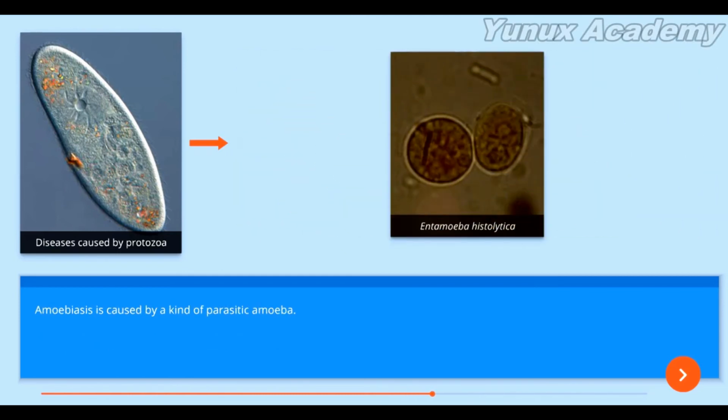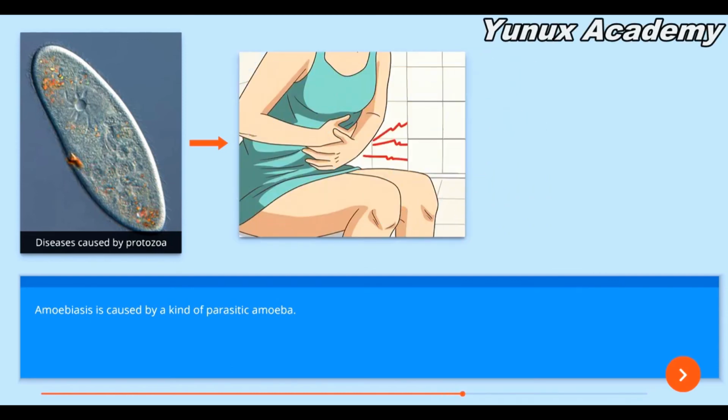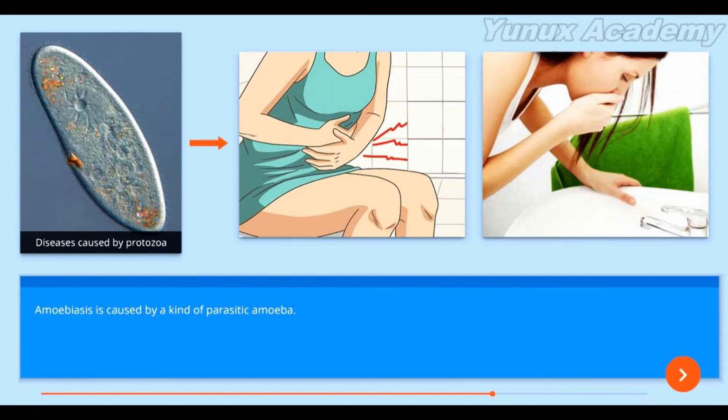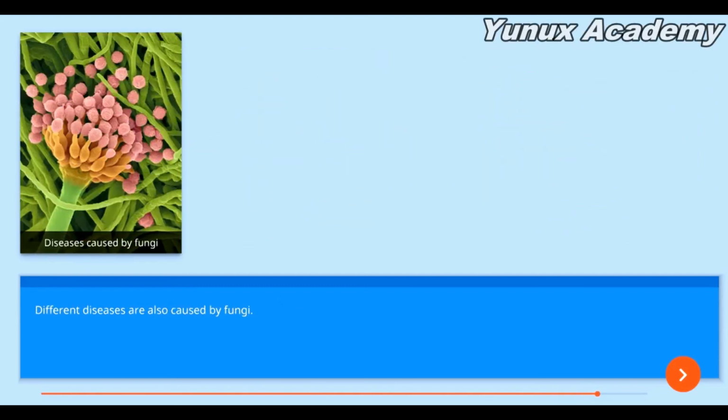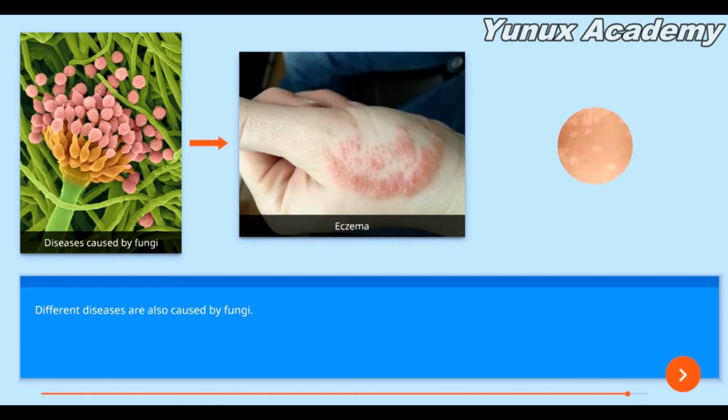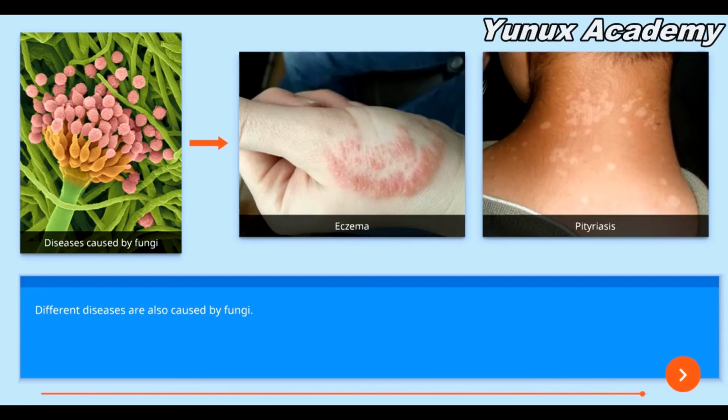Amoebiasis is caused by a kind of parasitic amoeba called Entamoeba histolytica, entering the human alimentary canal. This microbe lives in the human intestine and absorbs nutrients. The toxins excreted by them cause diarrhea. This disease can even be fatal if it is not identified and treated. Fungi also cause different kinds of diseases. Eczema and pityriasis are examples of them.